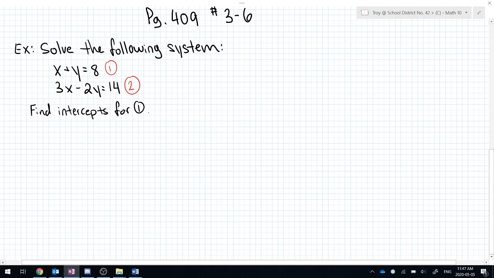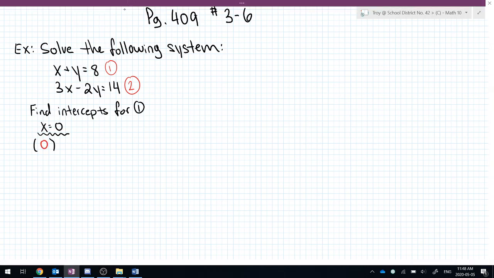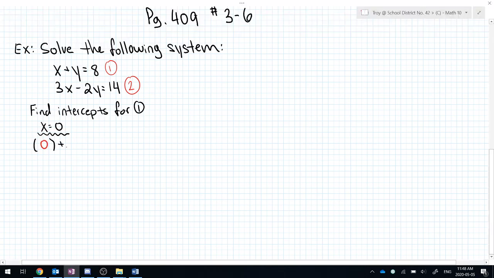For equation 1. Alright, so if you remember, we get our x-intercepts when y is 0, we get our y-intercepts when x is 0. So I'll do x equals 0 here. Okay, so that means I'll change my x value to 0. We'll leave everything else the same. And of course, that simplifies to just y equals 8. Okay. So we know the point 0, 8 is going to exist for that function.